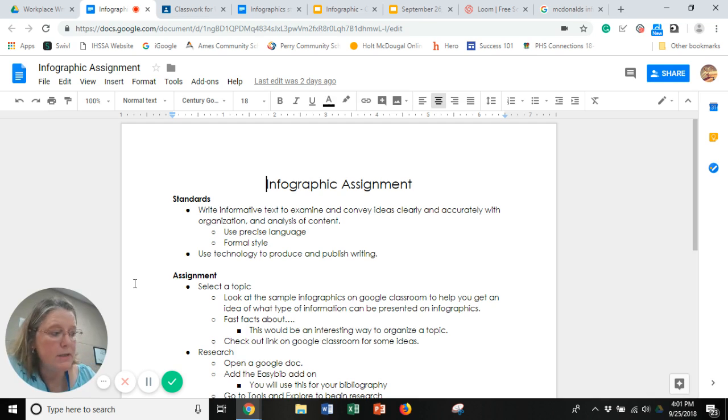On Monday, you were given this assignment sheet right here. It is green, looks like this. So that is what I'm going to talk about next. The standard that we're going to look at here is write informative text and examine and convey ideas, use precise language and formal style, and use technology to produce and publish.